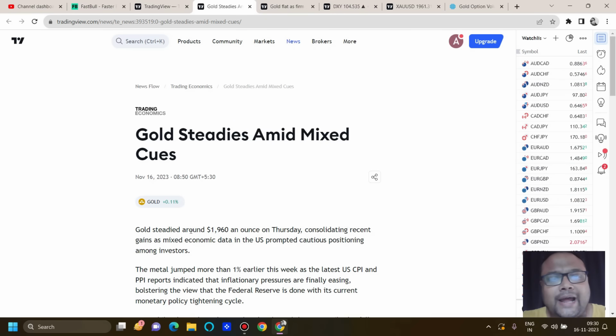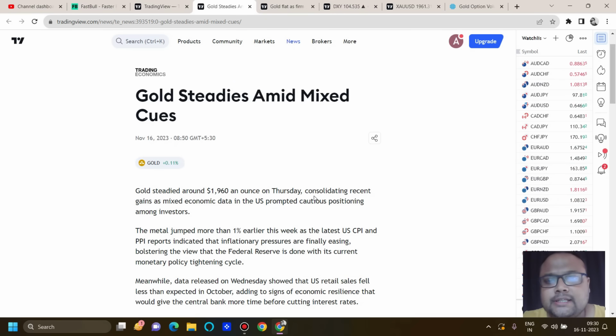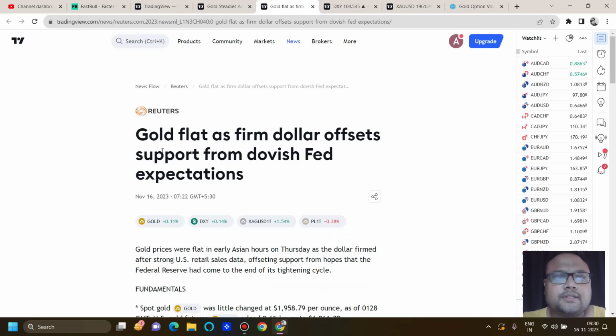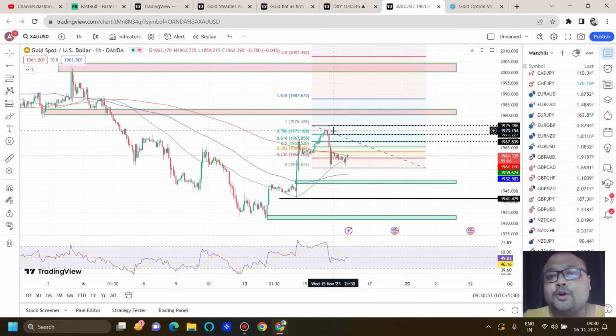You can see, gold steadies amid mixed cues. Gold steadied around 1960 an ounce on Thursday, consolidating recent gains as mixed economic data in the US prompted cautious positioning among investors. Gold flat as firm dollar offset support from dovish Fed expectation. So overall, because of the mixed response from the market, gold is also not going anywhere. So it is better to trade from level to level only again.